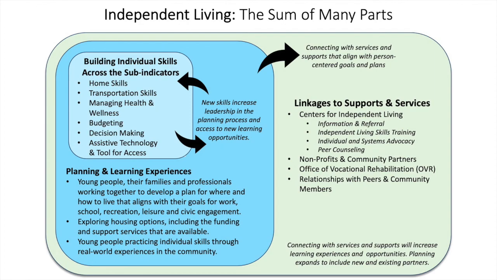In addition to CILs, young people and families need support for connecting with nonprofits and community partners, building relationships with their peers and other community members, and linking up with the Office of Vocational Rehabilitation. Connecting with services and supports will increase opportunities for learning experiences that young people have that align with their independent living goals. And as this happens, planning needs to expand to include new and existing partners.